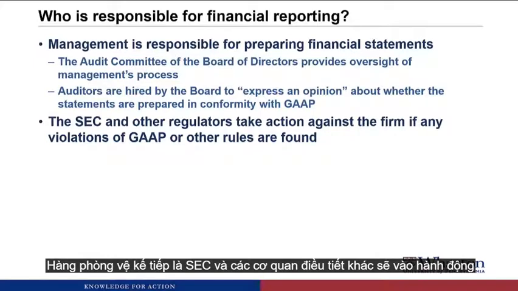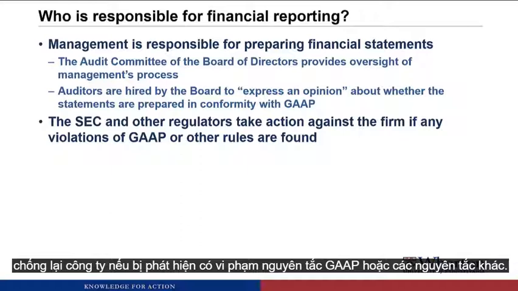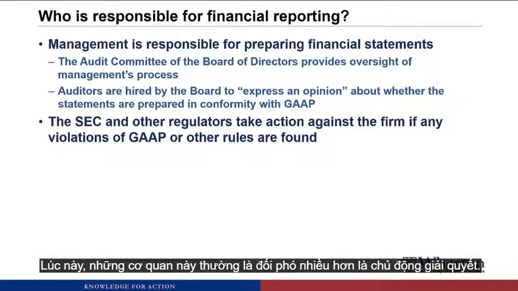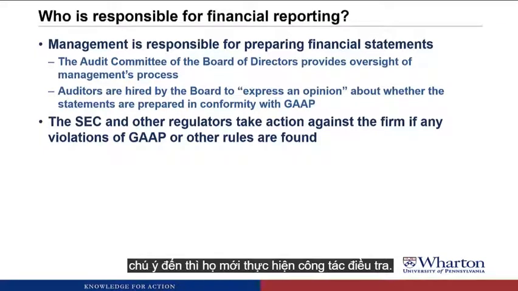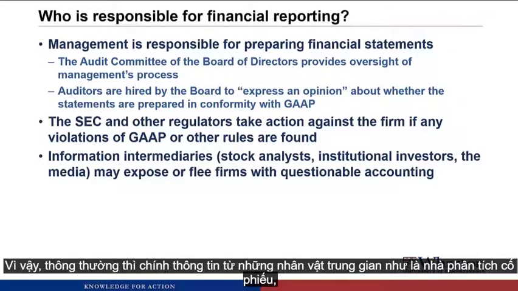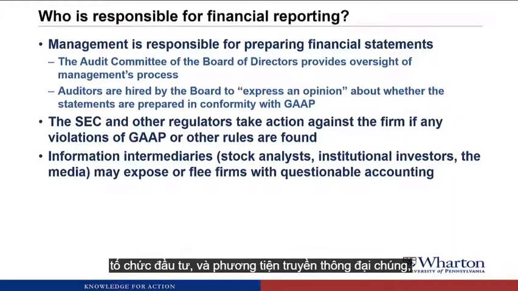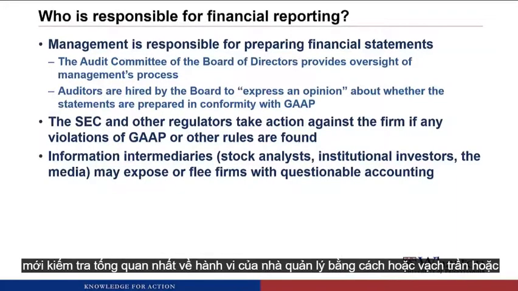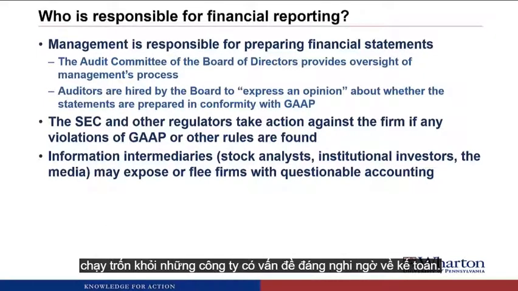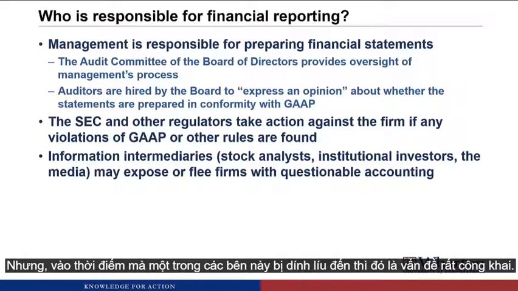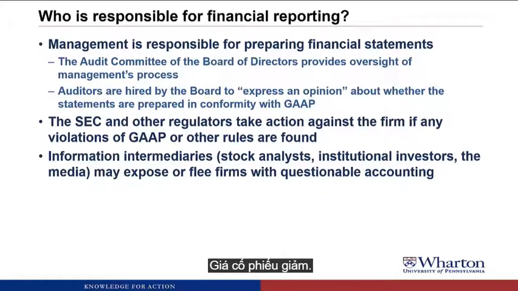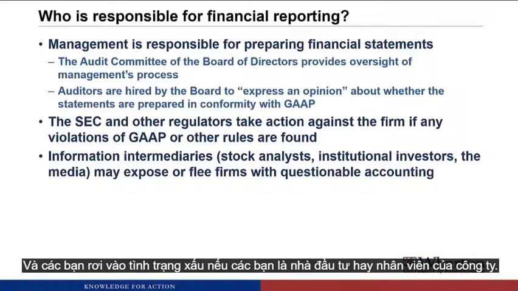The next line of defense is the SEC and other regulators who will take action against the firm if any violations of GAAP or other rules are found. Now, these bodies tend to be very reactive instead of proactive, and it's oftentimes after someone else has brought the fraud to the public's attention that they launch their investigation. So by and large, it's information intermediaries like stock analysts, institutional investors, and the media that provide the biggest check on managers' behavior by either exposing or fleeing firms with questionable accounting. But by the time one of these parties gets involved, it's a very public issue, the stock price drops, and you're in bad shape if you're an investor or employee of the company.